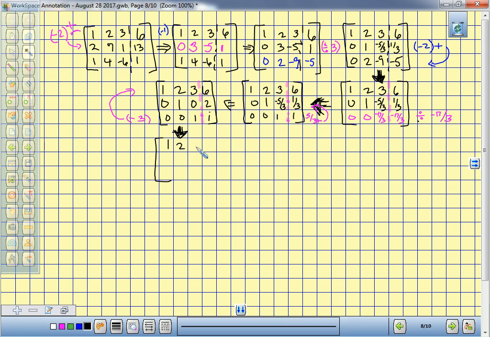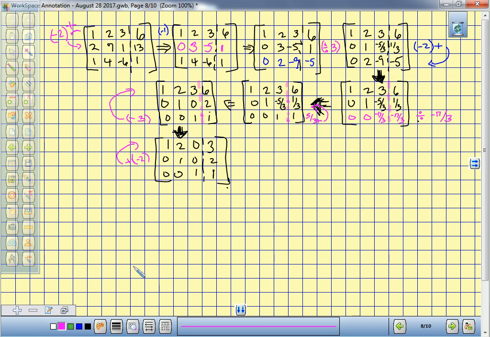Negative 2 thirds and negative 15 thirds is... ooh. If I divide by negative 17 thirds, what does it turn this into? 1. What does it turn that into? 1. Woohoo! I got a row done.